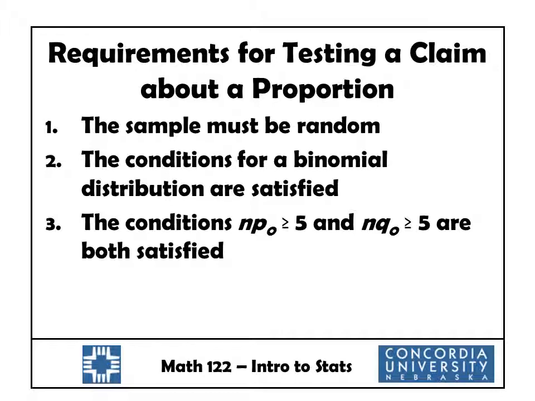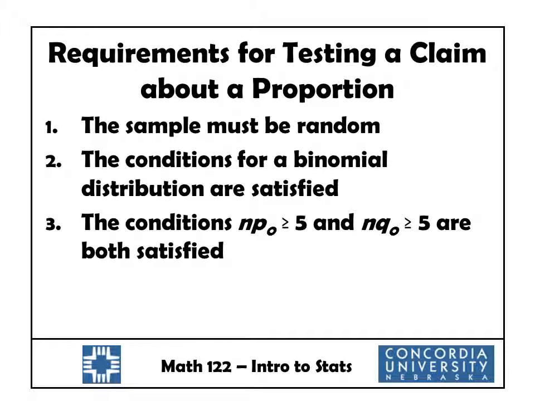The third one is also important. The conditions np0 greater than 5 and nq0 greater than 5 are both satisfied. This is important because if I have a really small sample size, like n is maybe only 5 or 10 or 15, I may not meet this requirement, and so I won't be able to use that data to test my claim.